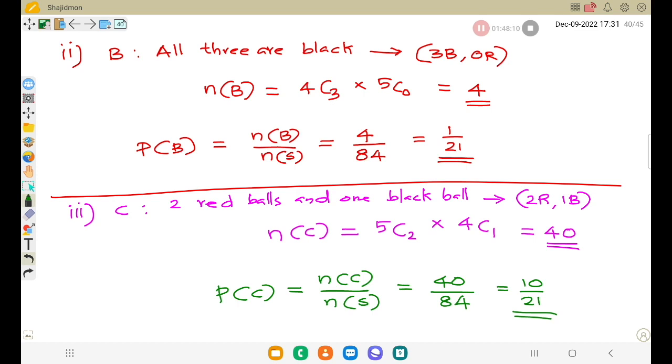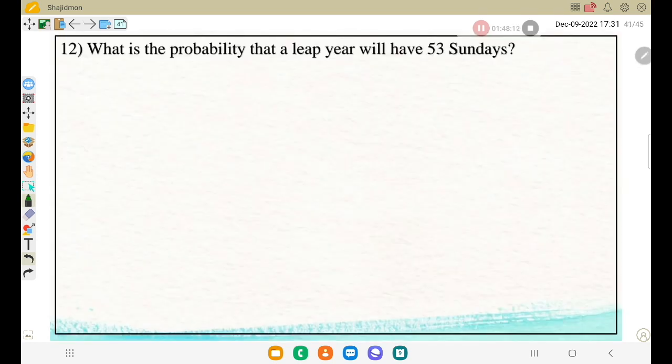Okay, now let me go to the next question. Question number 12 here. Another important question. What is the probability that a leap year will have 53 Sundays? That is the question. In a leap year, 53 Sundays coming, what is the probability? Okay, so we will do that one.